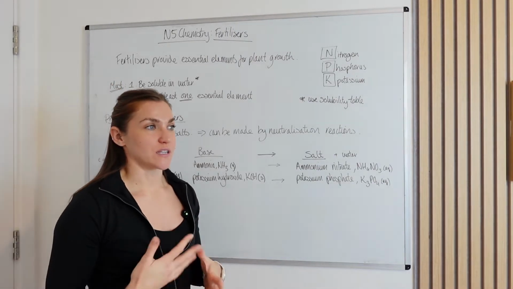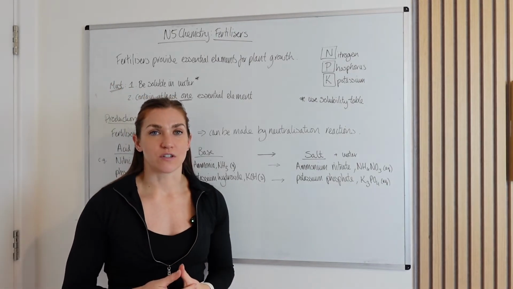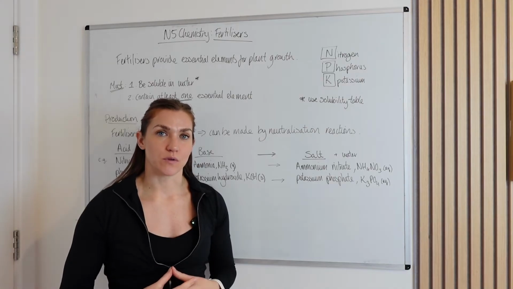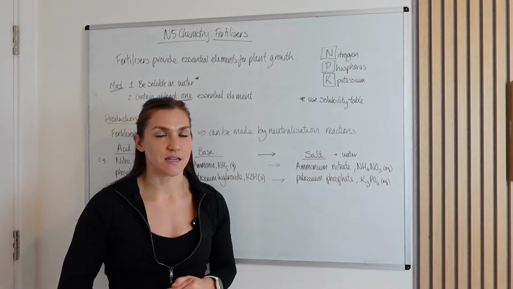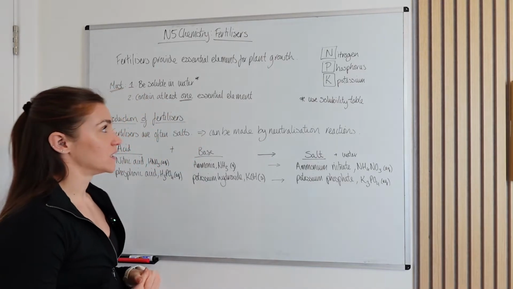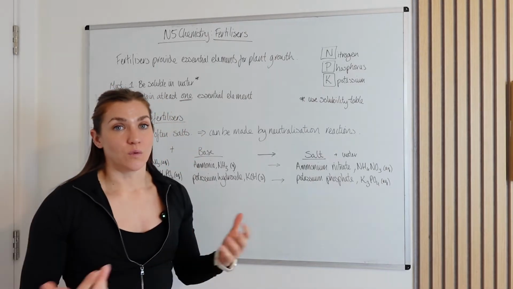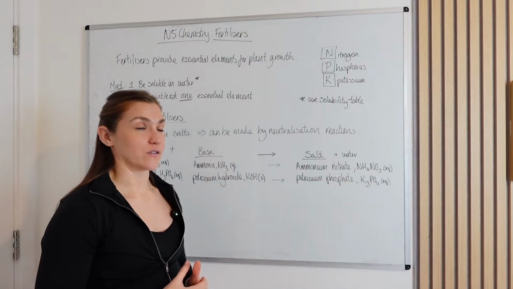So if you get a question asking why something isn't suitable as a fertiliser, it's probably because it's not soluble. If you look it up in the solubilities table, you should see there's an I next to it, and therefore it can't be used, even though it might contain one or more of the essential elements for plant growth.